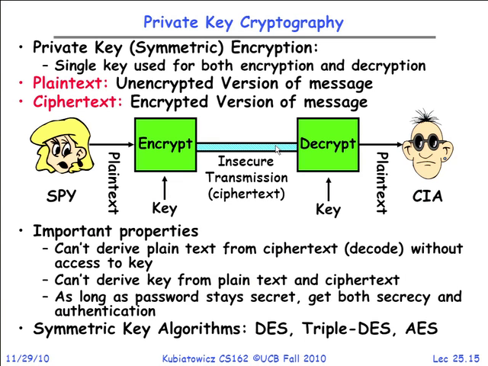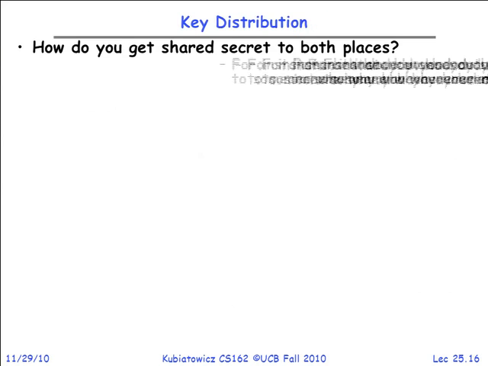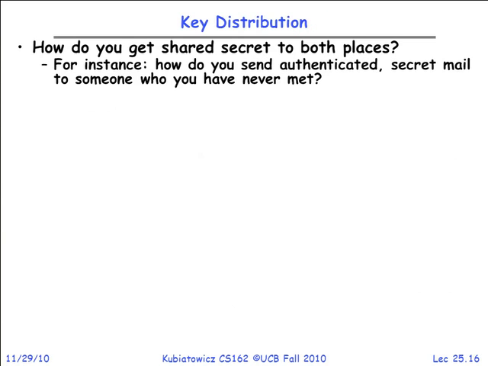Okay. So let's talk about how you get the key to both sides. Well, for instance, suppose you want to send authenticated secret mail to somebody you've never met. Now, you might ask why you'd want to do that. But perhaps Alice and Bob have never met, but she knows that Bob is there, and she's got to make sure that he gets the information.